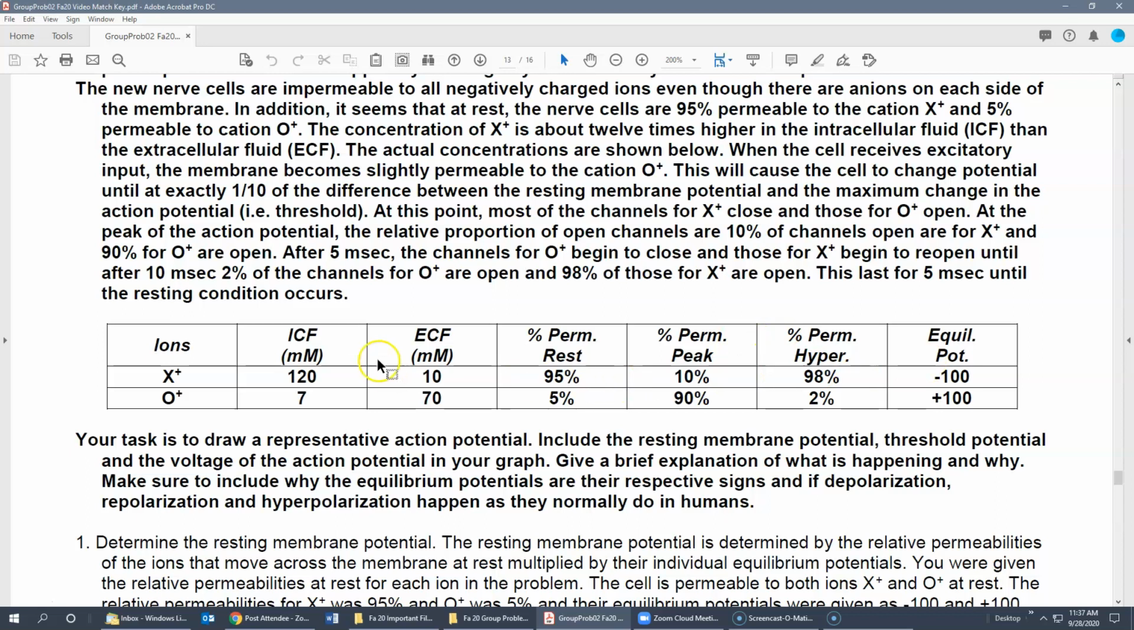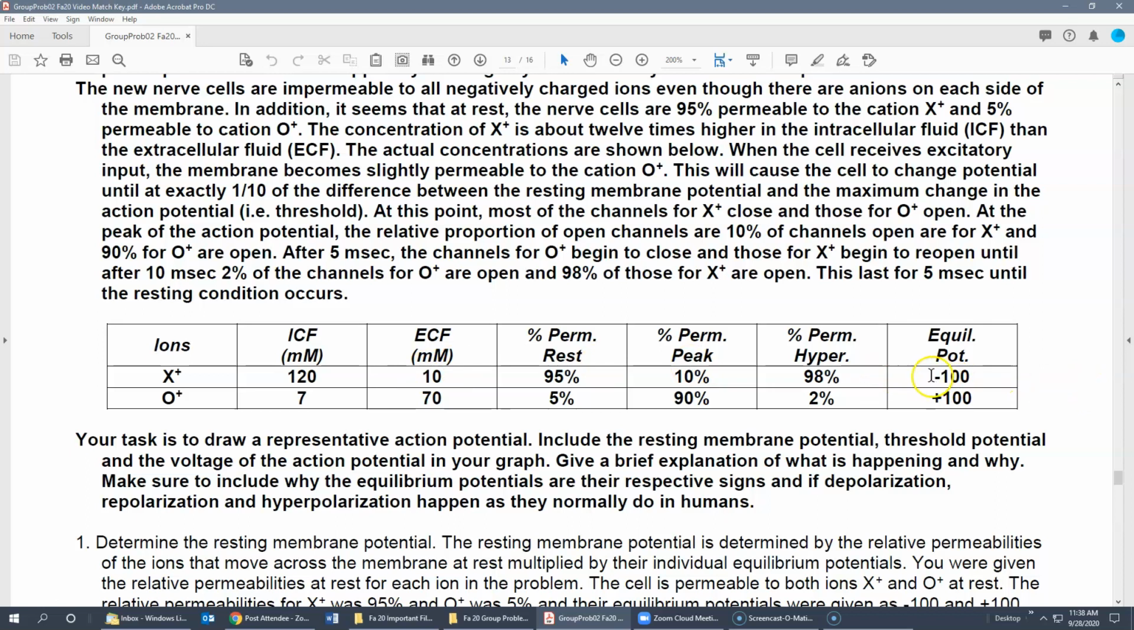It's easy to figure out by looking at what happens on the inside of the cell based on the concentration of the different ions in the intra and extracellular fluid. In the case of X plus, it's a cation, so it's positive. It's highest inside, lower outside, so 120 inside, 10 outside. It will diffuse out of the cell. As it diffuses out of the cell, the inside will become more negative.